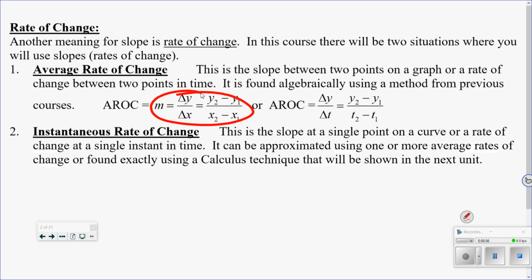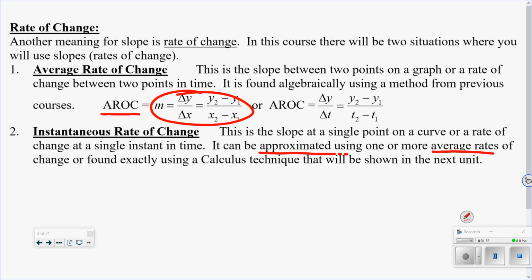It's abbreviated a lot of times. You'll see this AROC abbreviation in the book, right? It just stands for average rate of change. Okay, what's going to be new to us is instantaneous rate of change. So this is the slope at a single point on a curve, or a single instant in time. We can approximate that using average rate of change. Later on in chapter 2, actually, or unit 2, we'll go through and show you how you can use calculus to find that. But for now, we're going to focus on just approximating it using average rates of change.